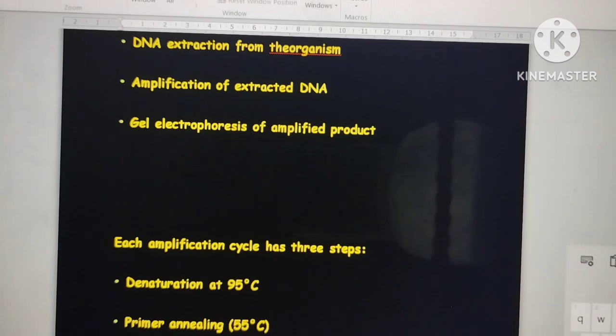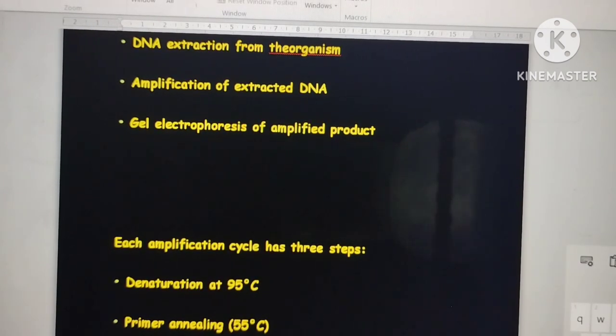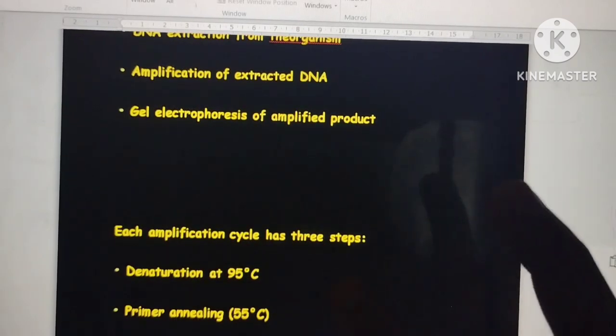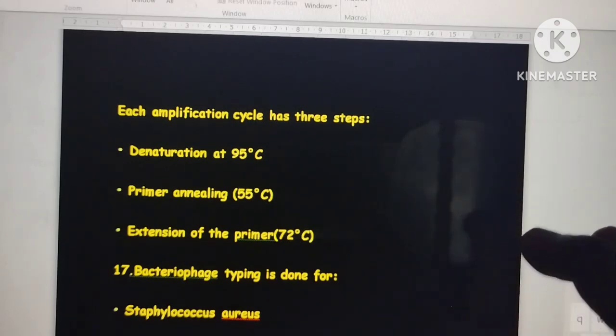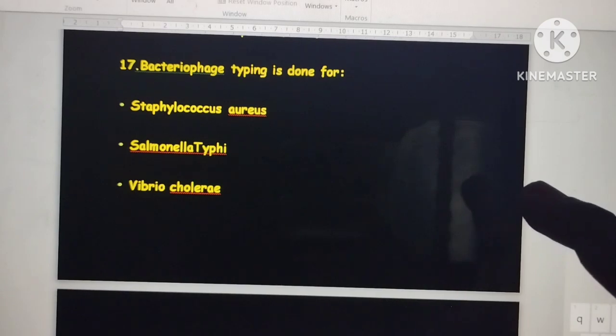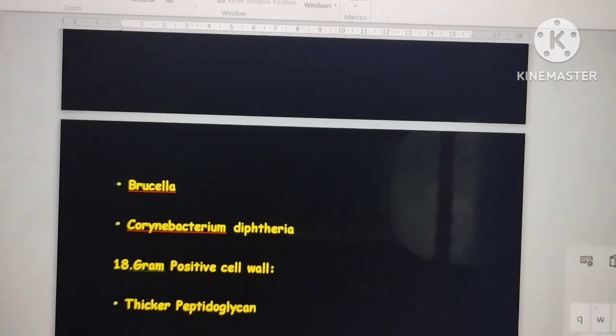Okay, so denaturation is nothing but the separation of the DNA, and here the temperature is 95 degrees Celsius, annealing is 55 degrees Celsius and extension of primer is 72 degrees Celsius. Friends, you want to remember the steps involved in amplification and the temperatures. So coming to the next topic, bacteriophage typing is done for 5 bacteria. So one, it is Staphylococcus aureus, Salmonella typhi, Vibrio, Brucella and Corynebacterium diphtheriae.